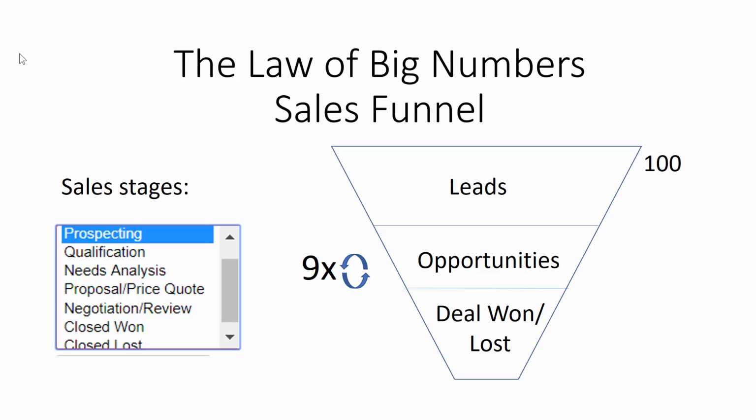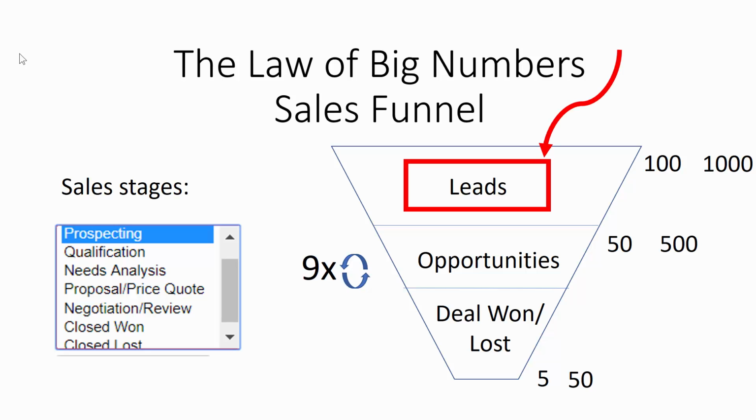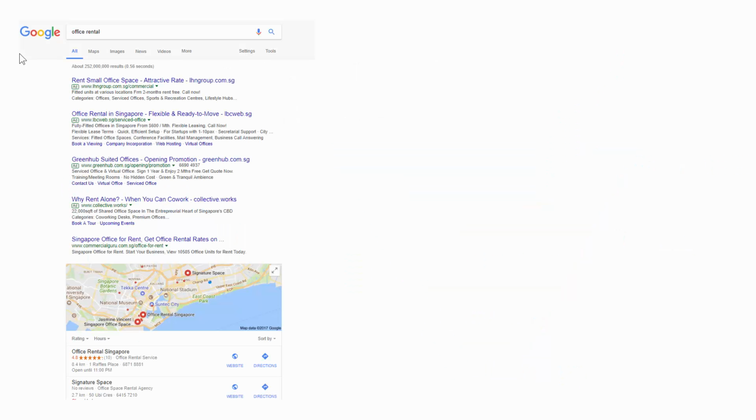So if we have 100 leads, these 100 leads are boiled down to 50 opportunities. And these 50 opportunities are converted into about 5 deals won. If we want to increase our sales, we have to increase the deals won. And in order to do that, we will need to increase the number of opportunities to 500, for example. In order to obtain 500 opportunities, we will need to put in 1000 leads. So the goal is clear. We will need to increase the number of fresh leads. We will show you how to do that using Google search.